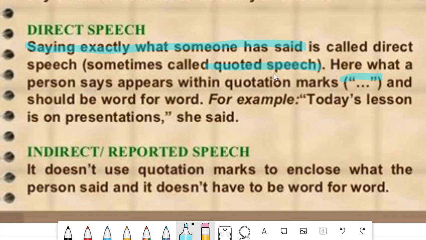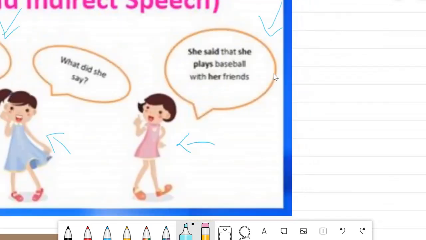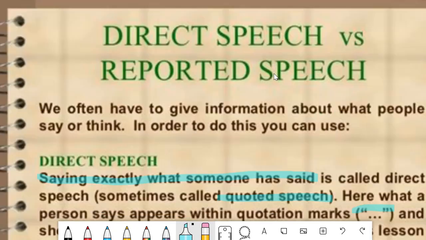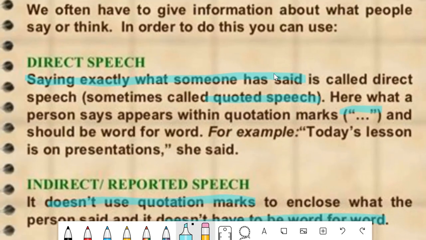However, reported speech, or indirect speech, the other name for reported speech is indirect speech, doesn't use quotation marks to talk about what the person said, and it doesn't have to be word for word. This is the example of reported speech. She said that she plays baseball with her friends. So those are the differences.